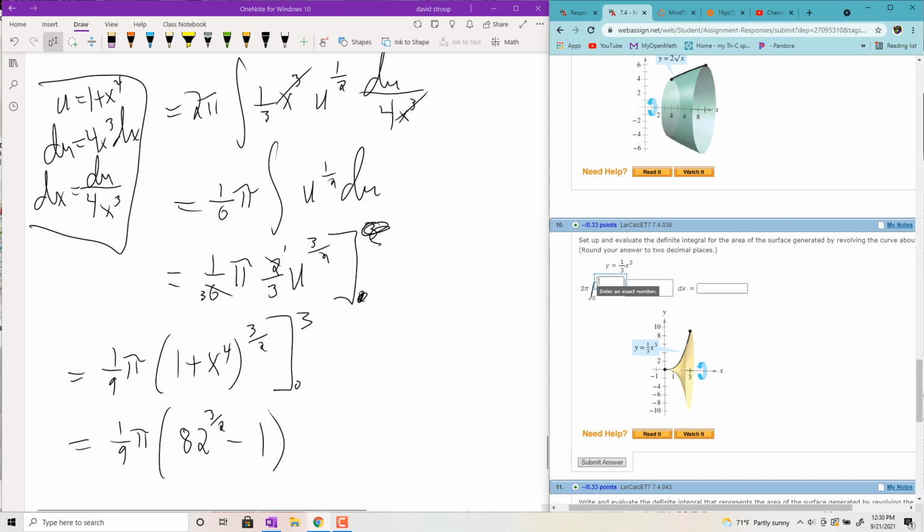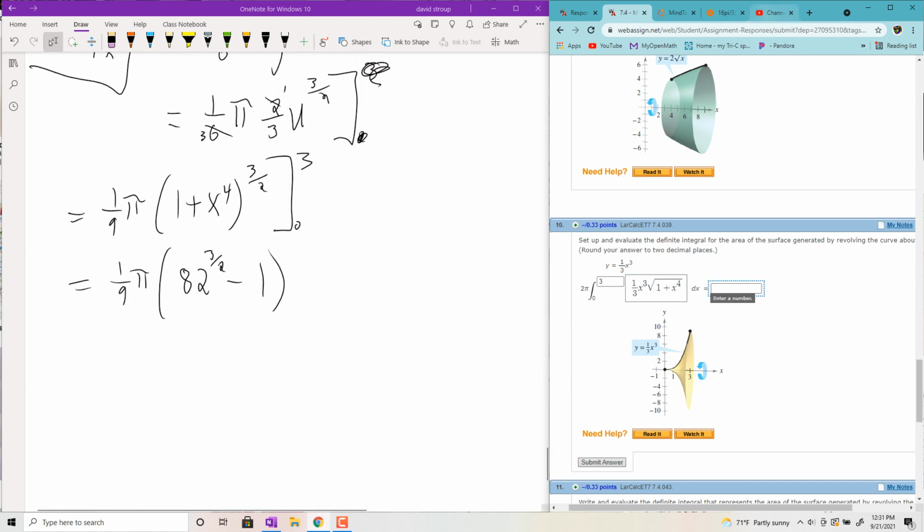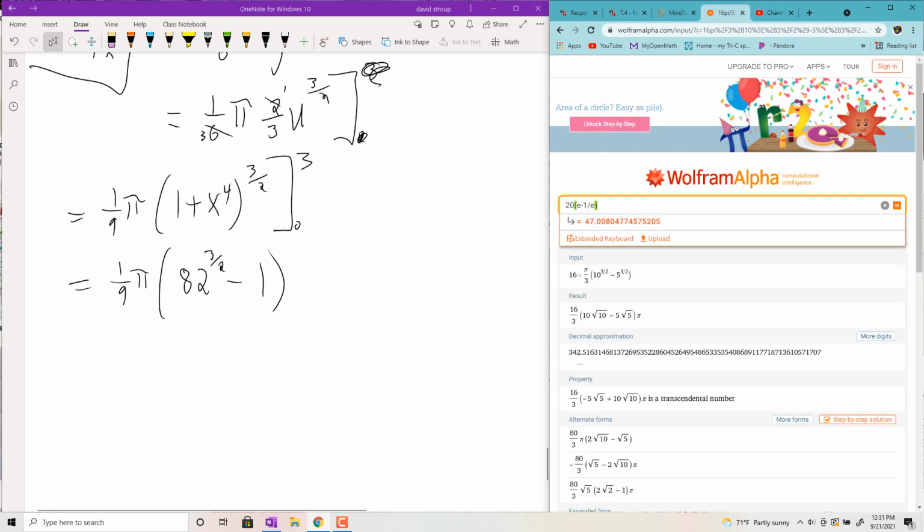So let's see if we got it. 0 to 3, this thing is something weird: 1/3 x cubed times square root of 1 plus x to the 4th. And then we're getting this thing. We want 2 decimals, so I'm going to go over to Wolfram.